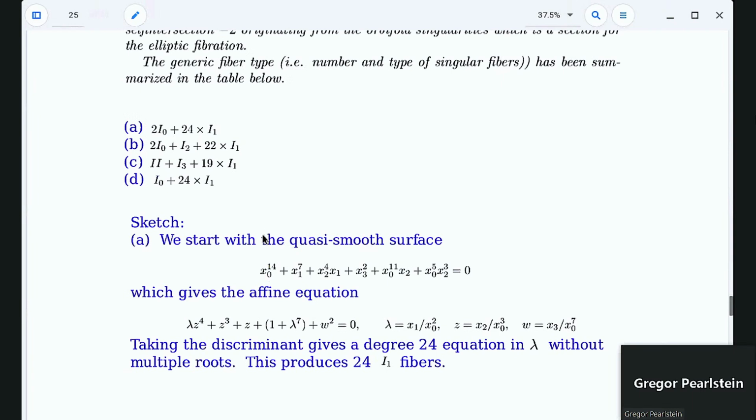So how do I get A? Well, I start with this particular equation, and there's a certain amount of use of the computer to get this equation. So I'm looking at the fiber where lambda is 1 over x0 squared, z is x2 over x0 cubed, and w is x3 over x0. So this is an affine equation. If you have a weighted projective space of the form 1 and a bunch of other stuff, then you can always get an affine chart by dividing out where the variable of degree 1 is non-zero. That won't work if it's P(2,3,4) or whatever; there you're not going to get affine charts. But if you have a 1, which we do, you can get an affine chart. So we're just going to write down the equation of the elliptic surface, well, a family of elliptic curves in this case.